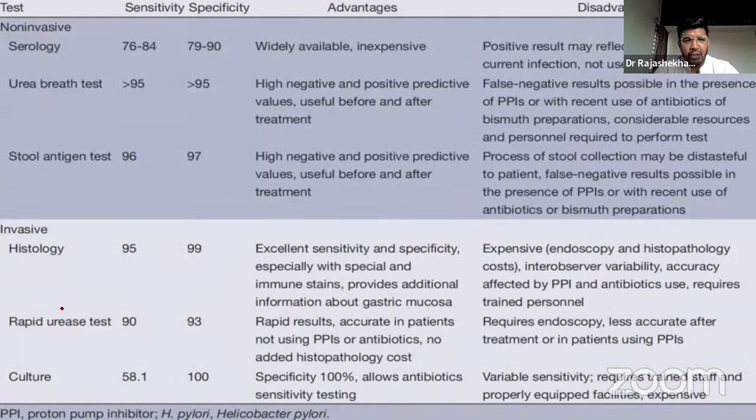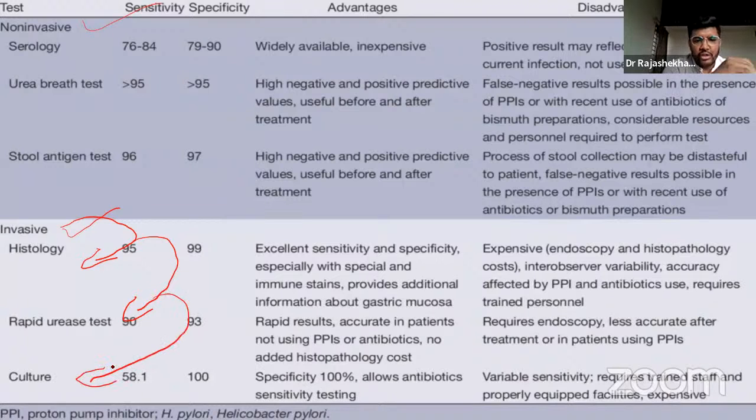So what are the tests to diagnose this patient? There are some non-invasive tests and some invasive tests. Invasive is basically endoscopy. After doing endoscopy, you can do the histology of the particular ulcer or the mucosa, or you can do the rapid urease test on the biopsy sample, or you can culture the organism. The histology is very, very important. It has excellent sensitivity and specificity.